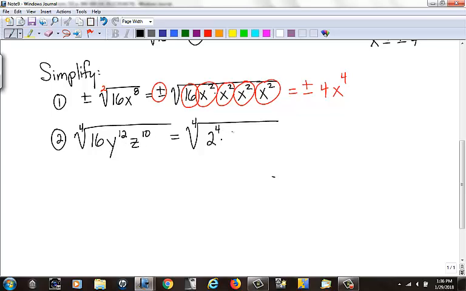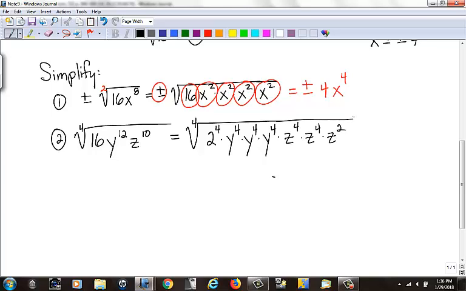So the y to the 12th, I'm going to write that as y to the 4th times y to the 4th, that's y to the 8th, times y to the 4th, which gives me y to the 12th. Z to the 10th would be z to the 4th times z to the 4th, that'd give me z to the 8th, and I still have z to the 2nd. And then extend that radical out.